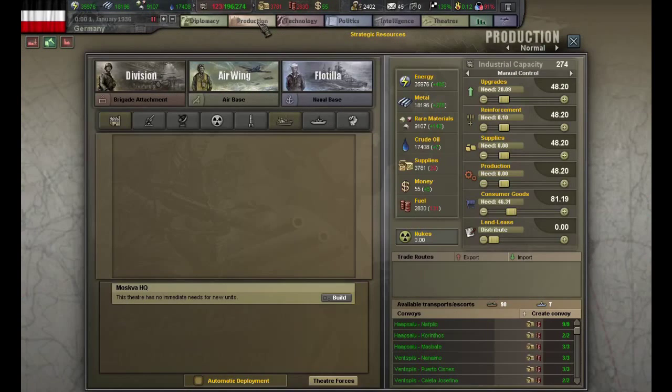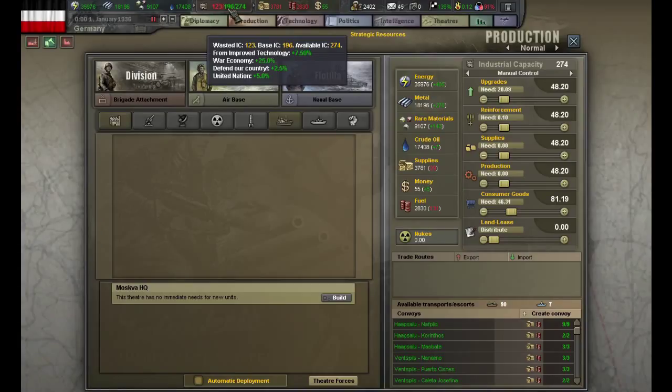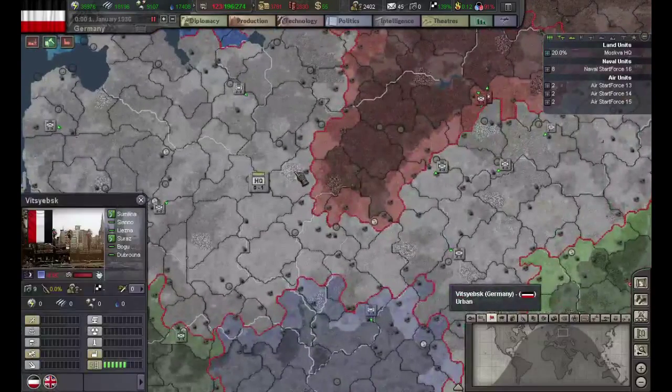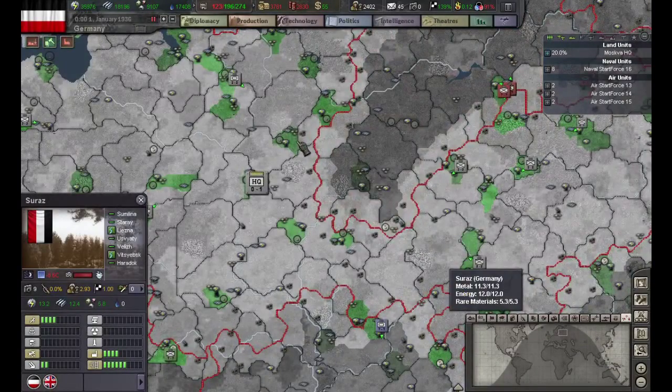Alright, so next up is the production tab. Now that's what this one is telling us. It's yelling at us because we're wasting a whole bunch of our industrial capacity. So this is the game's way of modeling factories in your country. We have 196 factories on the map. We can go and find them even. We can go back into that resources map mode and click on a green province.